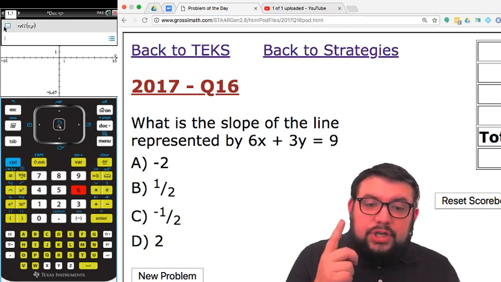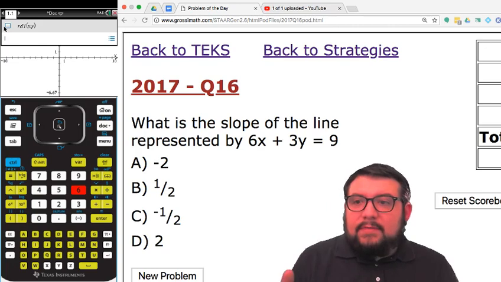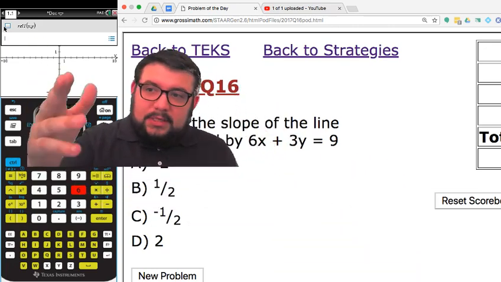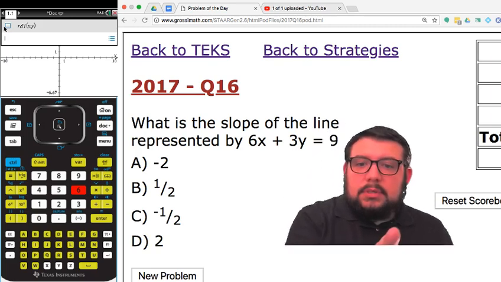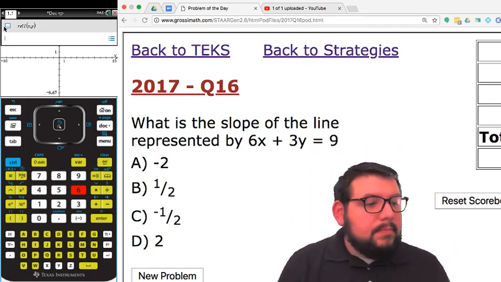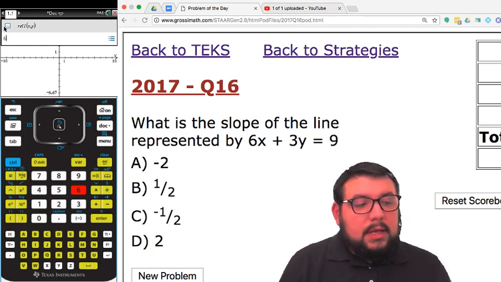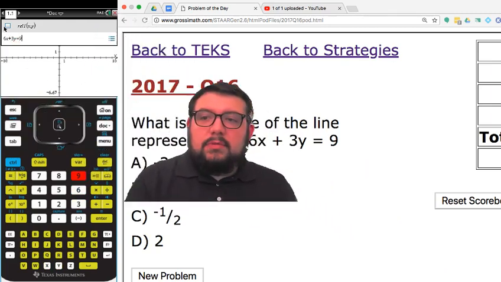The A in GRA stands for analyze, and you cannot analyze a graph that is not on the calculator. My screen is still blank up here. I can't do anything with that. So I need to type in the equation first. Okay, so let's get typing. All right, 6x plus 3y equals 9. Okay, and you can see that now up here in my box I have the equation that I needed.